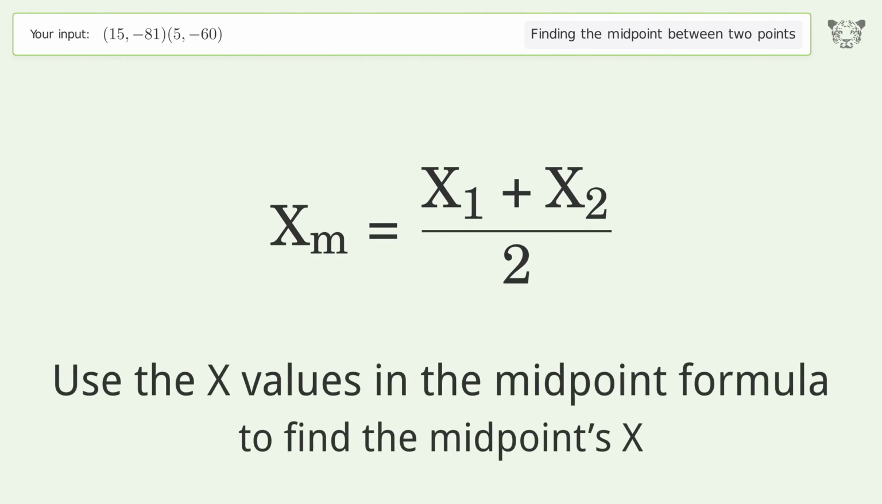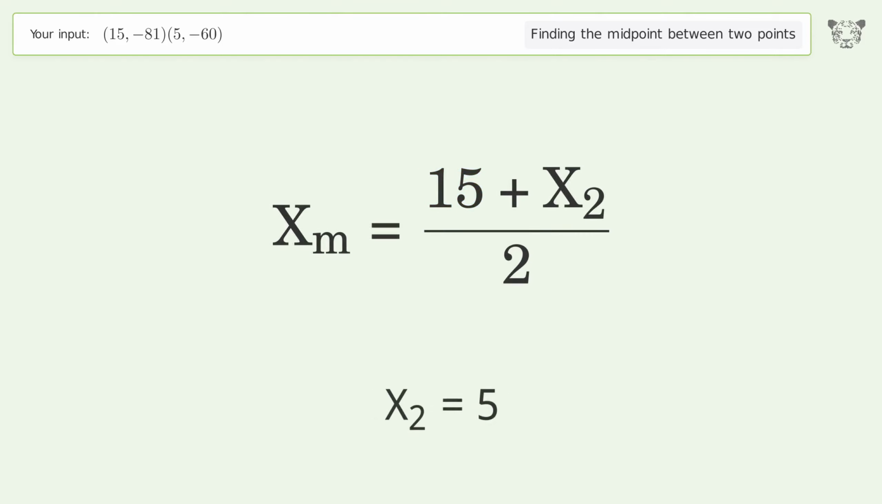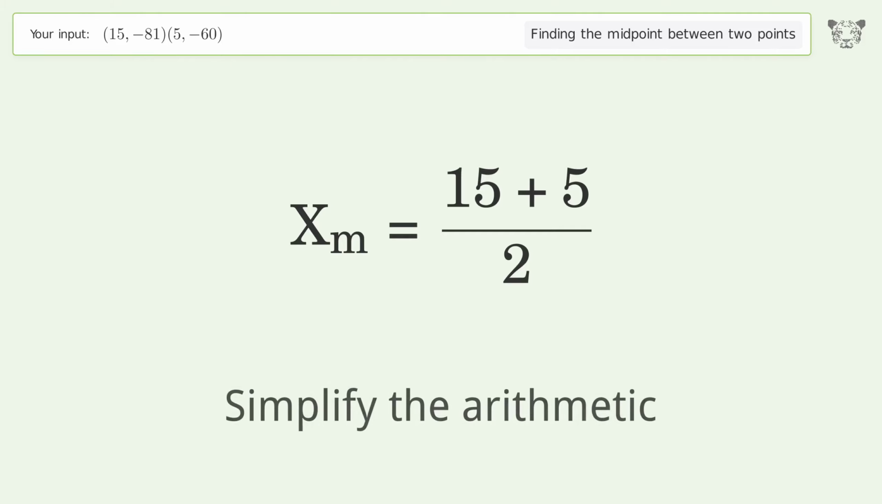Use the x values in the midpoint formula to find the midpoint's x. x1 equals 15. x2 equals 5. Simplify the arithmetic.